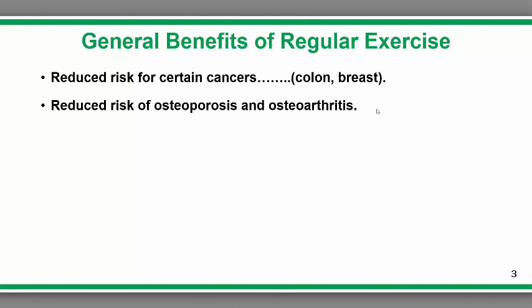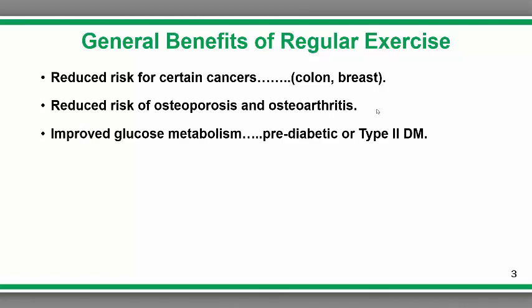Regular exercise also statistically appears to reduce the risk of developing osteoporosis and osteoarthritis. It also improves glucose metabolism, particularly in people that have been identified as being in a pre-diabetic stage, or a person that has developed type 2 diabetes mellitus. Regular physical exercise enhances a person's physiological ability to maintain and manage their own blood glucose levels.